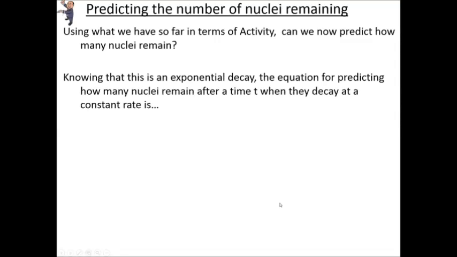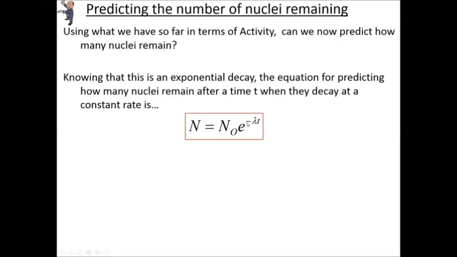Okay, using what we've got so far in terms of activity, can we now predict how many nuclei remain? So knowing that this is an exponential decay, the equation for predicting how many nuclei remain after time t, when they decay at a constant rate, is this. This is on the specification, you're given it, and it's a standard exponential decay equation. So N, the number that you've got left, is equal to the original number of nuclei multiplied by e to the minus lambda t.